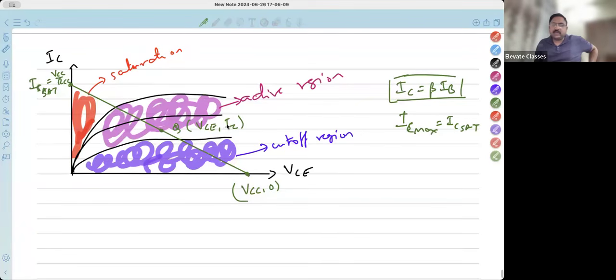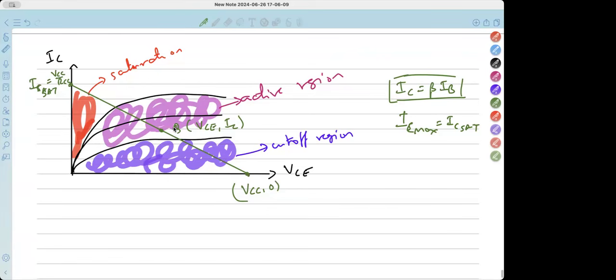So basically, how do you calculate the Q point? Not from the graph. You solve the circuit, input KVL, output KVL. You will get the value of VC. You will get the value of IC. That will be your answer for Q point. Is that clear? Yes, sir. Okay.